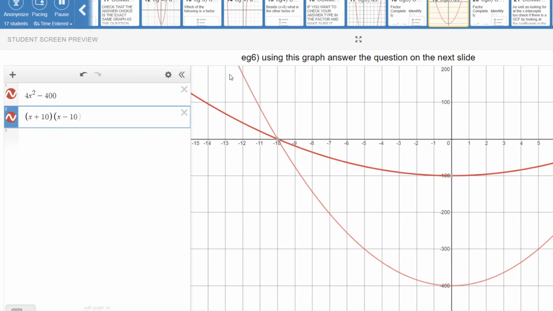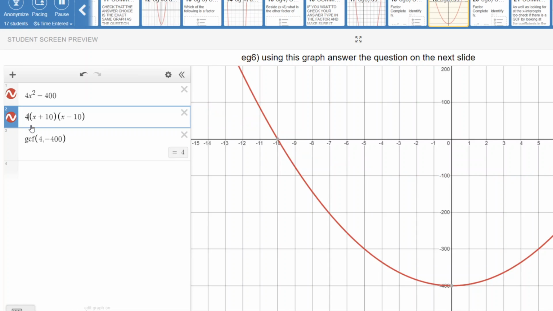Once again, notice this is not exactly the correct answer, even though I've done the intercepts. And the reason for that is there is a GCF for this question as well. So if I do the GCF of 4 and negative 400, it will come out as 4. You might have recognized these are both in the 4 times table. Look what happens as I make 4 a factor. We actually get that exact same graph.